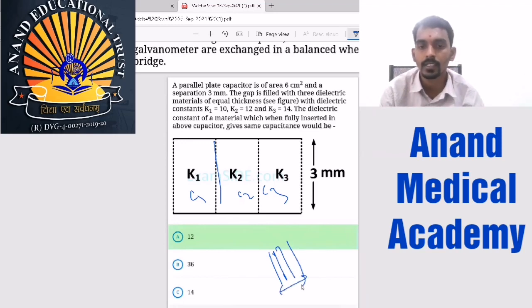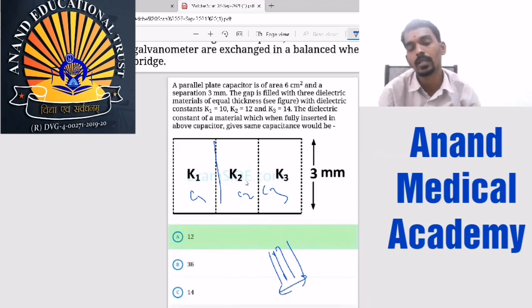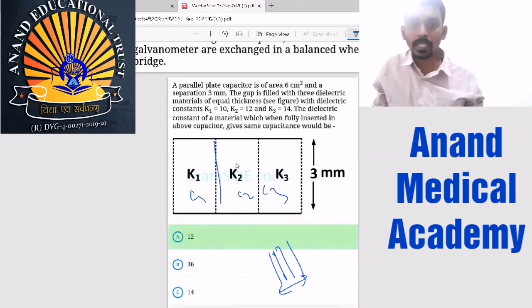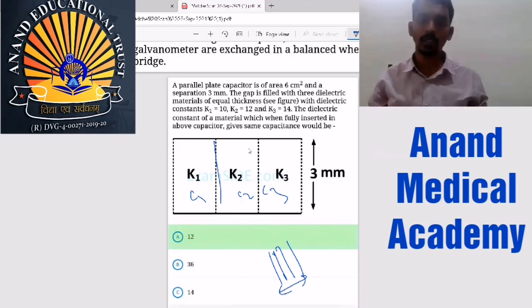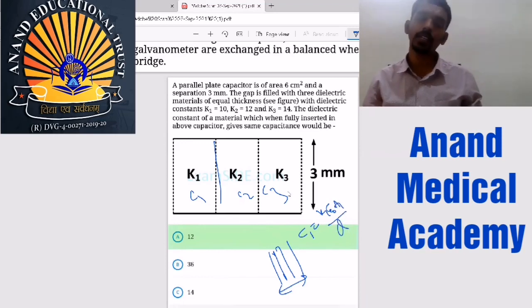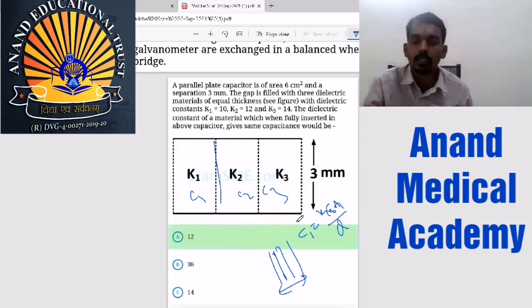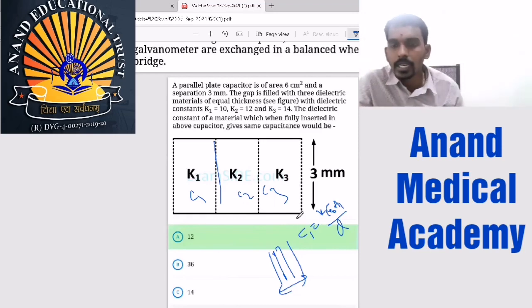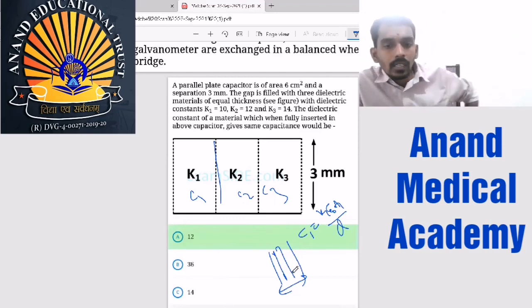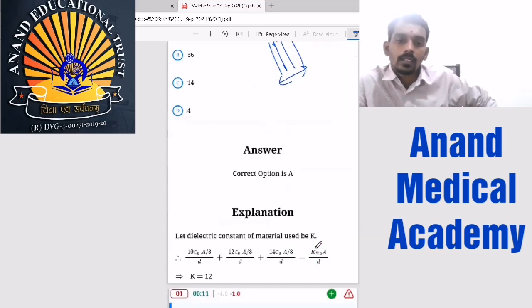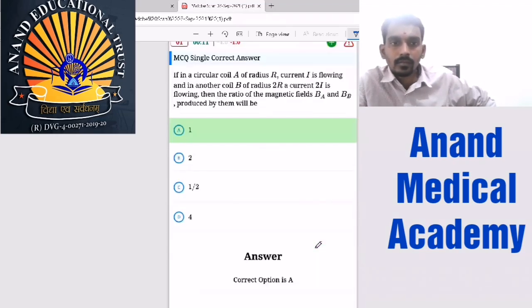That means if they divided the distance here, then they will be in series. But here area divided means they must be in parallel. So you have to take each one, C1, C2, C3, separately. Capacitance C1 means K1 epsilon naught A1 by d, because d is the same for everyone and the area is different. Like that you take C2, C3 and find the resultant. But remember, area divided means parallel. Distance divided means series.